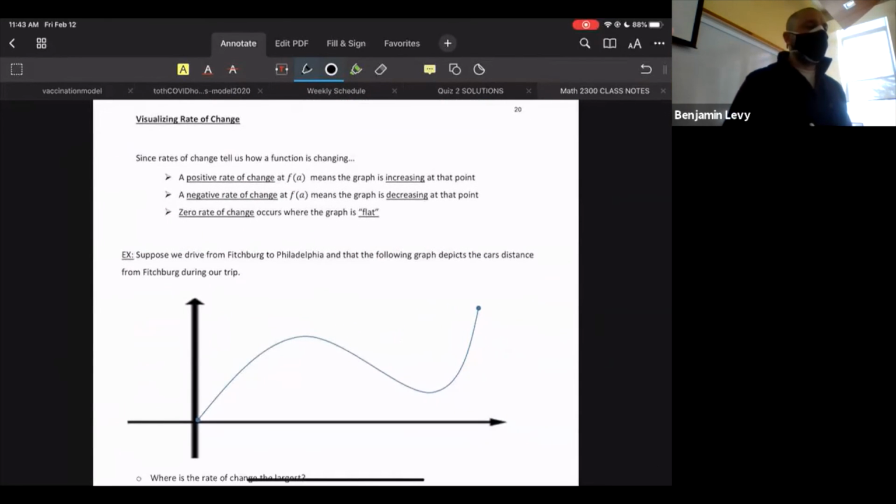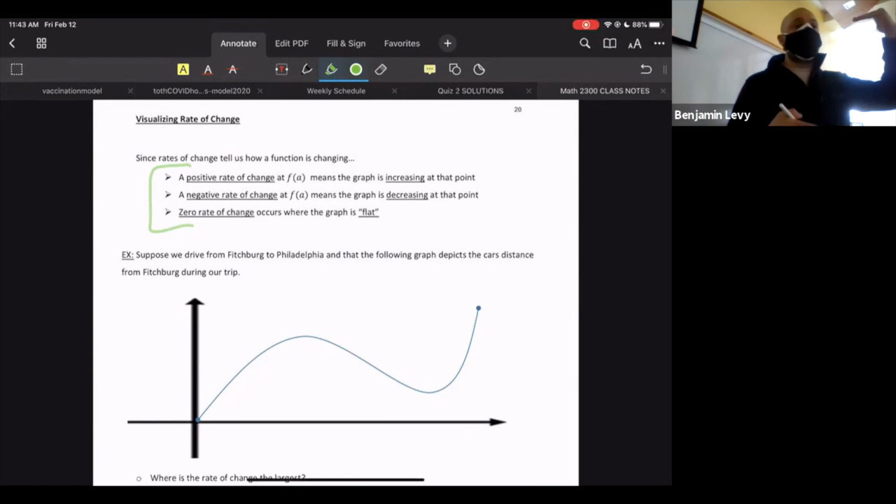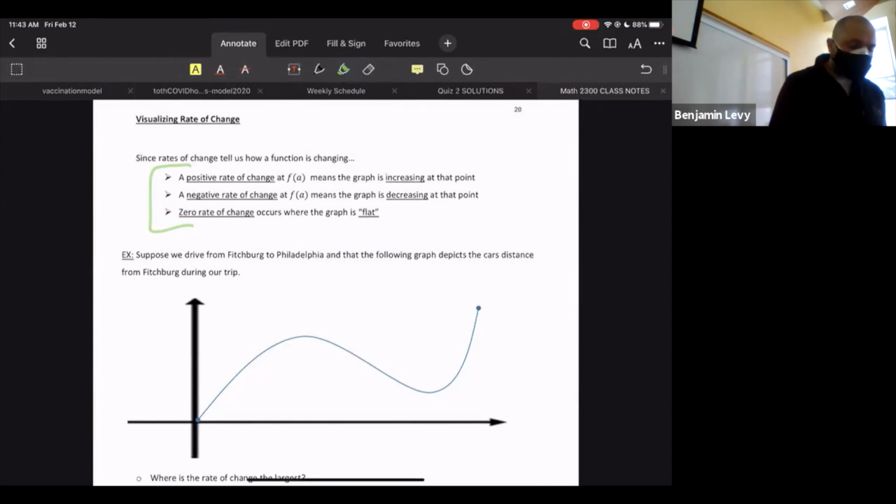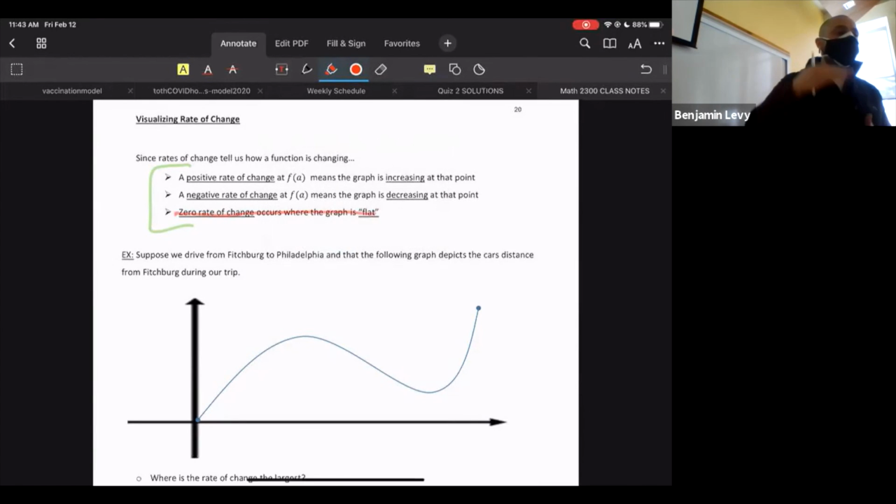summarizing picture. And so the 3 things at the top here are that if you have a positive rate of change, that means the graph is increasing. If you have a negative rate of change, that means the graph is decreasing, right? Because the slope of the tangent line, if it's going up, is positive, and if it's going down, it's negative. And moreover, a really big thing later in the course and in calculus in general is thinking about where there's no rate of change. Where is the graph flat, right?